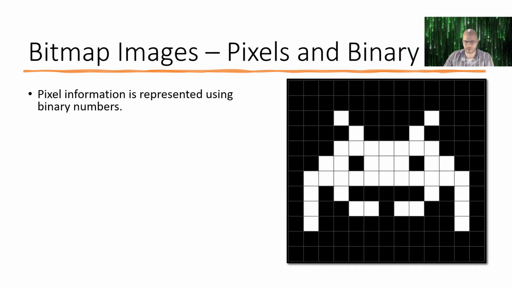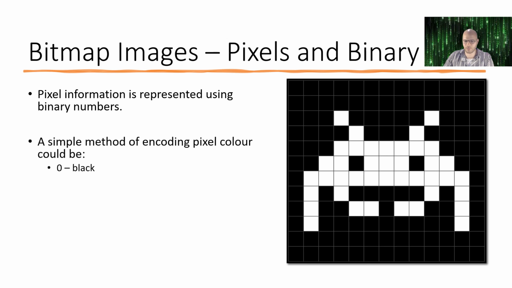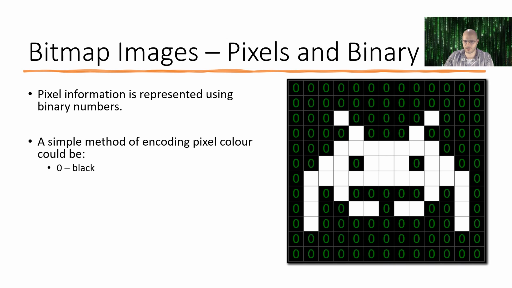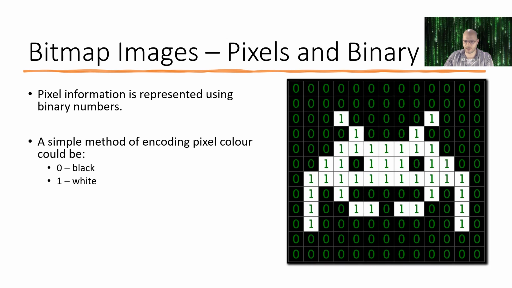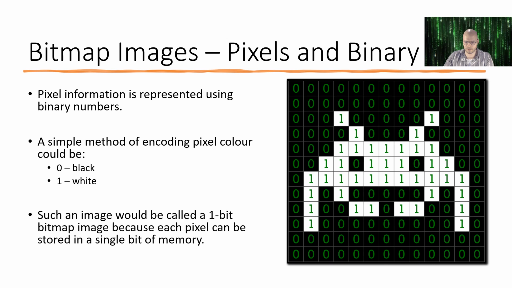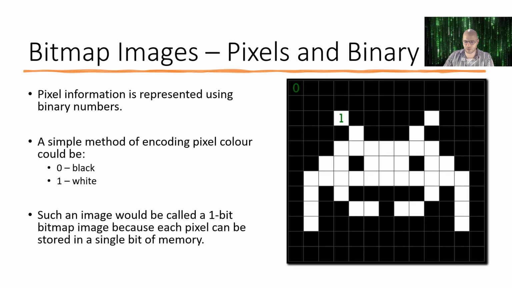Pixel information can be represented using binary numbers. A simple method for encoding pixel color could be setting all the black pixels to be represented with the number 0. And similarly, getting all the white pixels and saying that white is represented with the number 1. Such an image would be called a 1-bit bitmap image because each pixel can be stored in a single bit of memory.